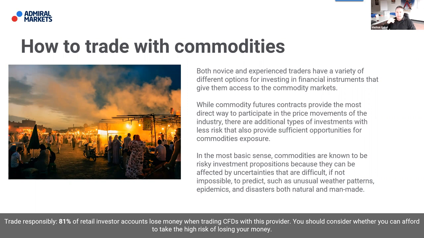In the most basic sense, commodities are known to be risky investment propositions because they can be affected by uncertainties that are difficult, if not impossible, to predict, such as unusual weather patterns, epidemics, corona, and disasters, both natural and man-made. And do you know why we suffer from corona? Did you ever think about why the whole world is suffering from corona?